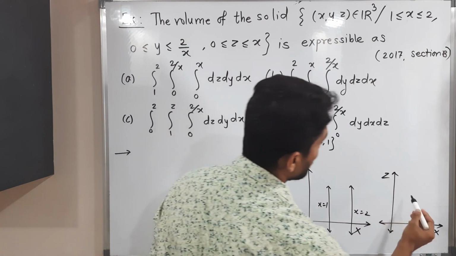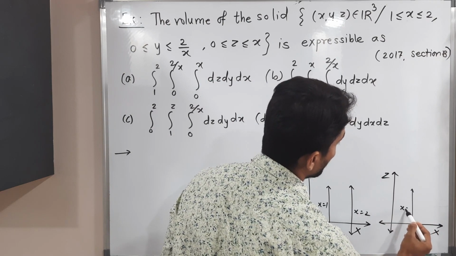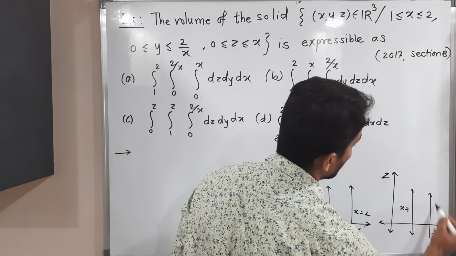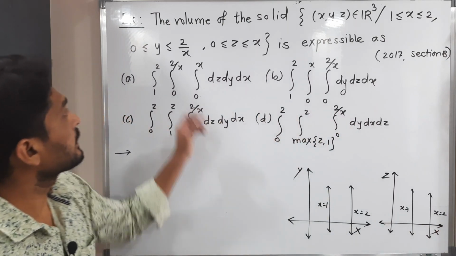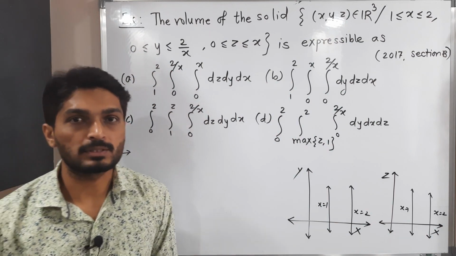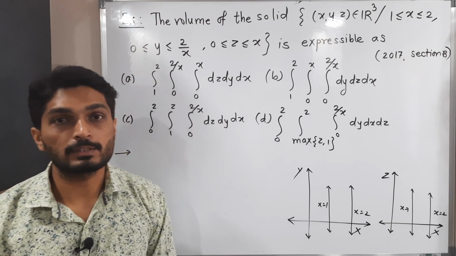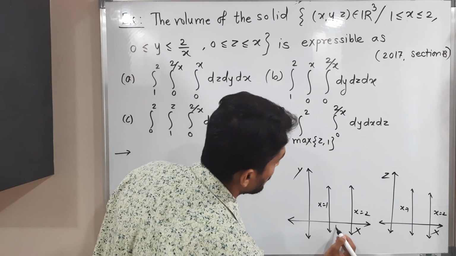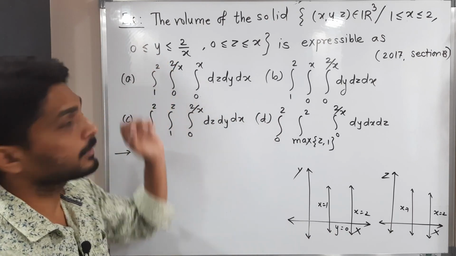See, in the xz plane also I will draw lines. This is x is equal to 1 and this is x is equal to 2, right? Let us think about this one. Here also I will consider equality first and draw the diagrams. If I consider equality here, we will have y is equal to 0. This is the equation of the x-axis. Next, y is equal to 2 by x.